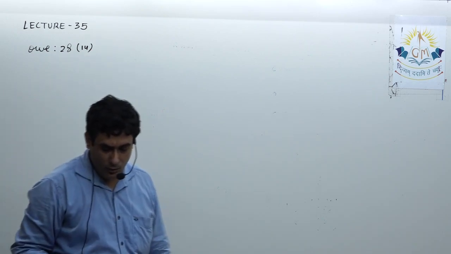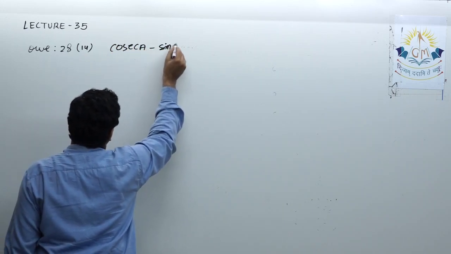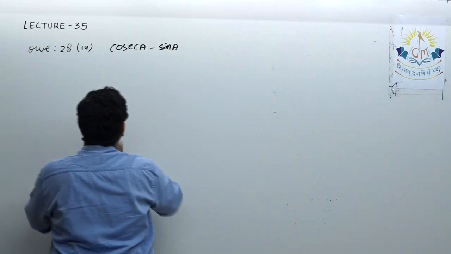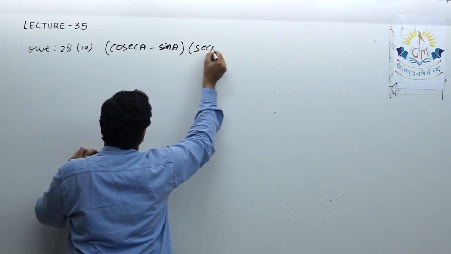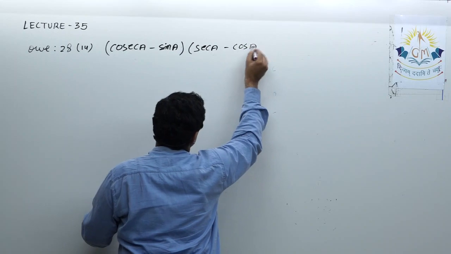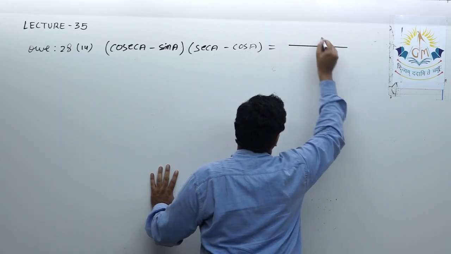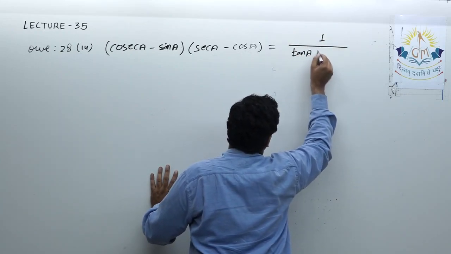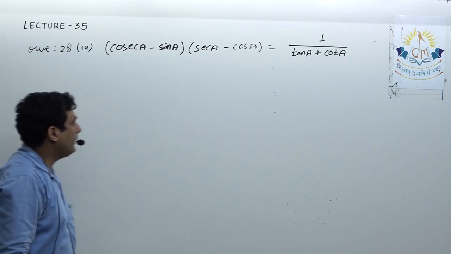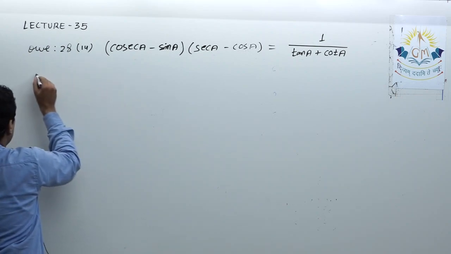So the question is (cosec A minus sin A) multiplied by (sec A minus cos A) is equal to 1 upon tan A plus cot A, that we have to prove. So we'll start with the left hand side.